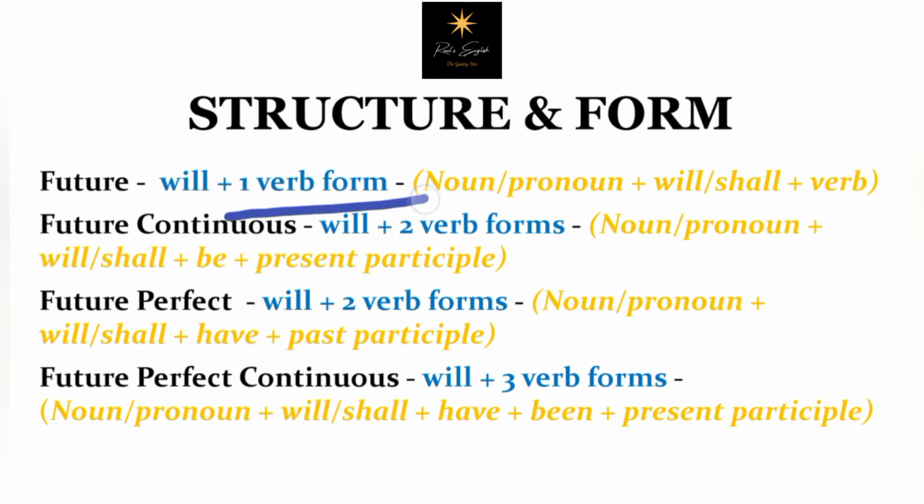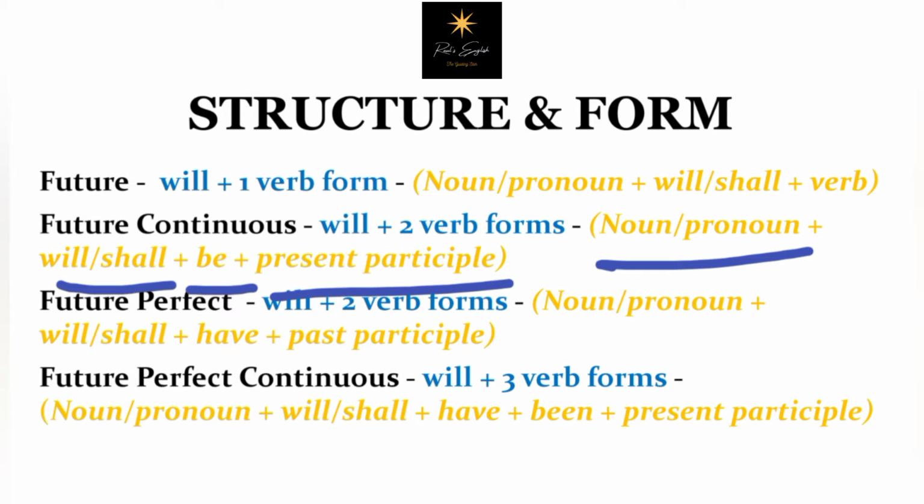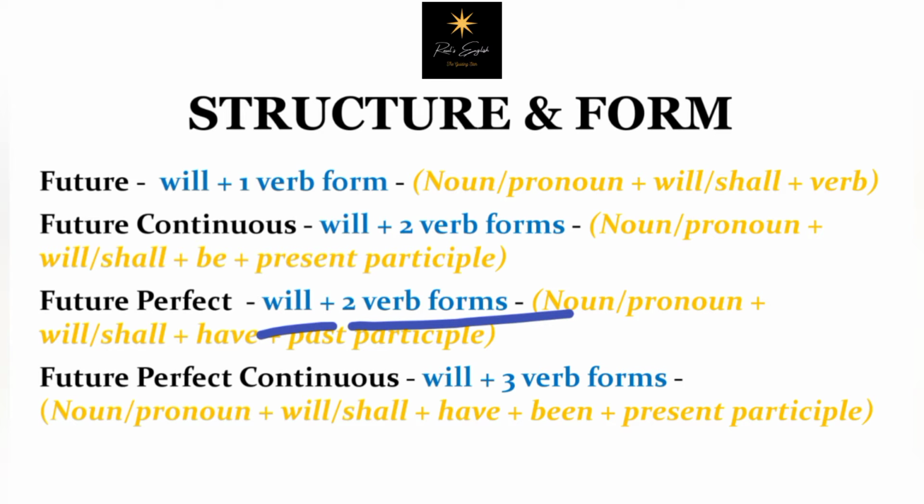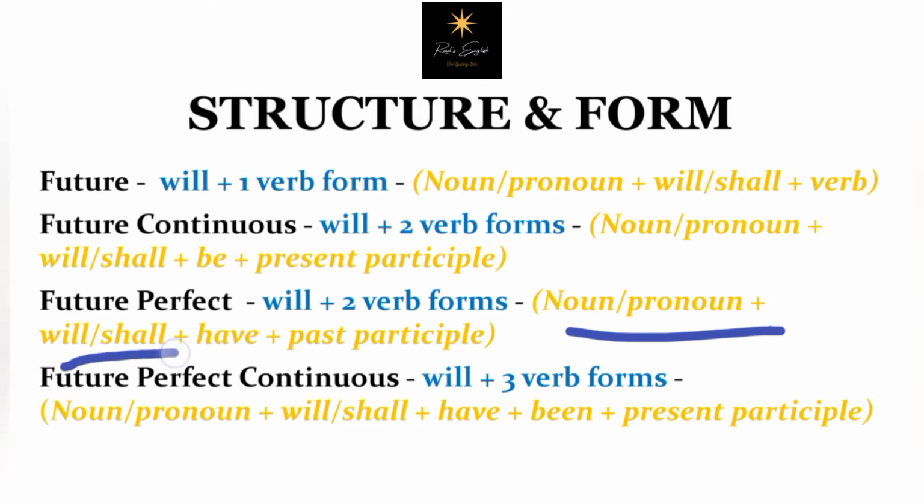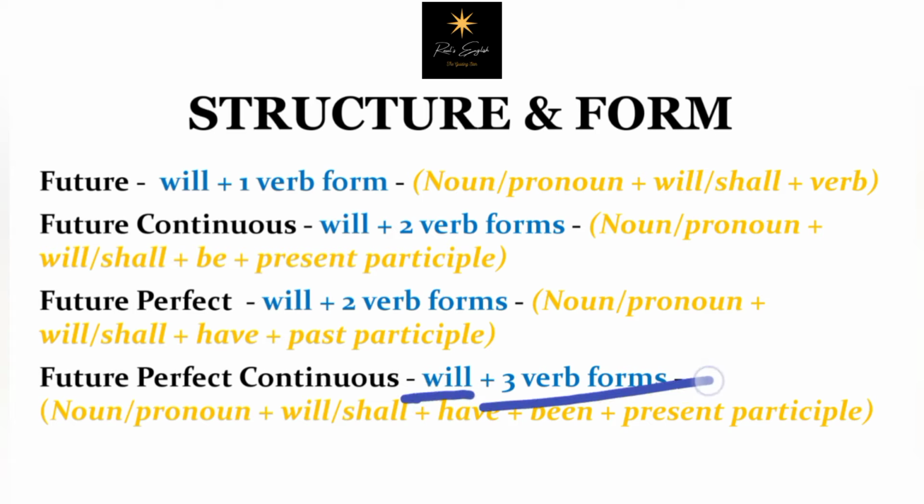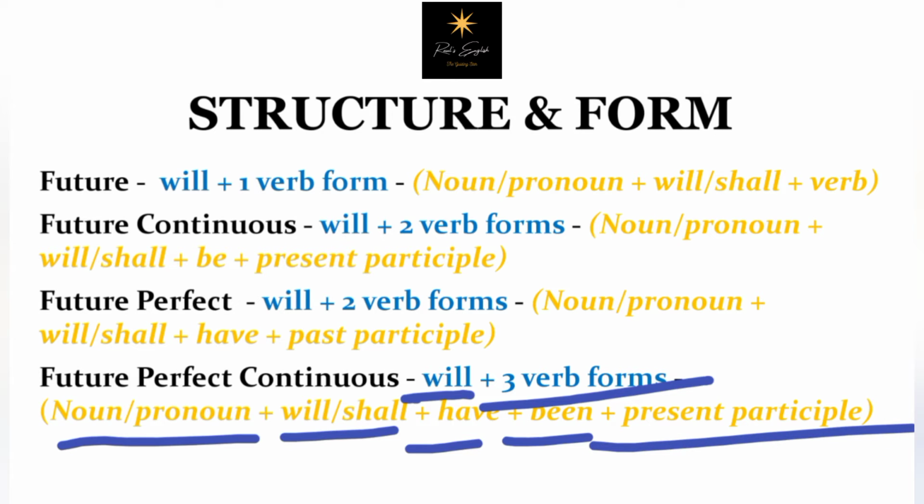So, will plus 1 verb form, and shall and the verb. Noun or pronoun, will or shall, be, and the present participle. The be and the present participle are very important. If you remove the be, now it's not future continuous, it's something else, and most likely it will be wrong. Always follow this structure. This structure has some particular purpose, it has some particular meaning. And future perfect: will plus 2 verb forms. Noun or pronoun, will or shall, have and past participle. And finally, will and 3 verb forms for the future perfect continuous: noun or pronoun, will or shall, have, been, and the present participle.